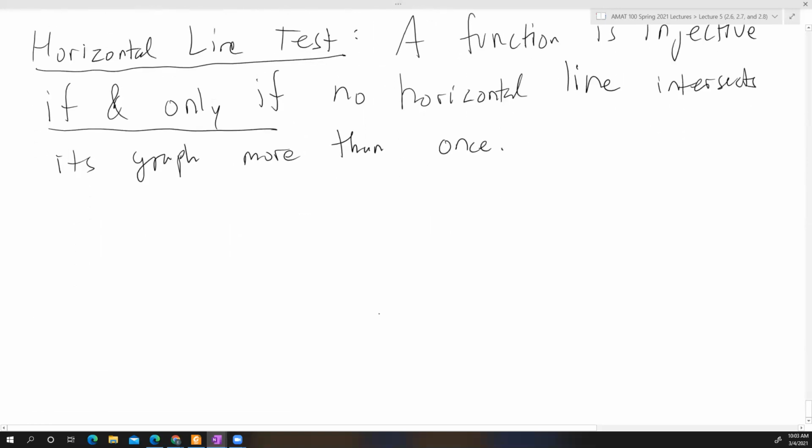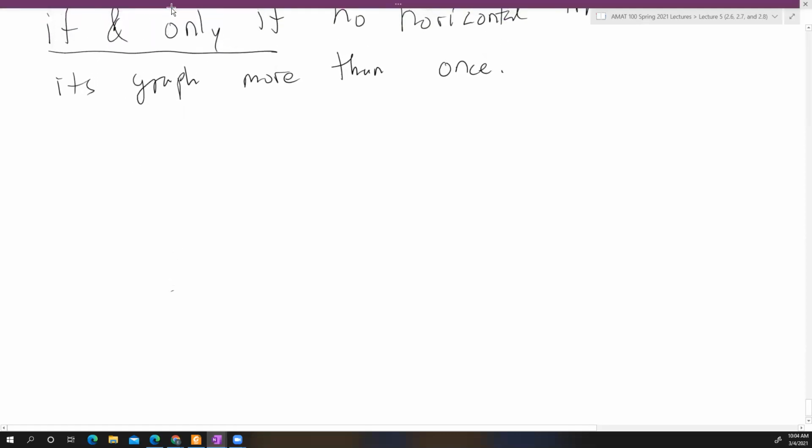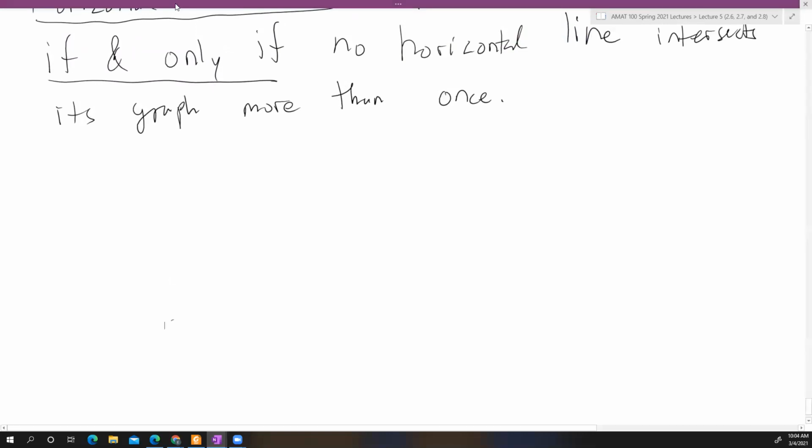Let's look at a picture to see why this is the case. It's going to turn out that the following is not injective, and we're going to want to see why from this more geometric perspective. Something's happening with OneNote. I'm not sure what. Okay.